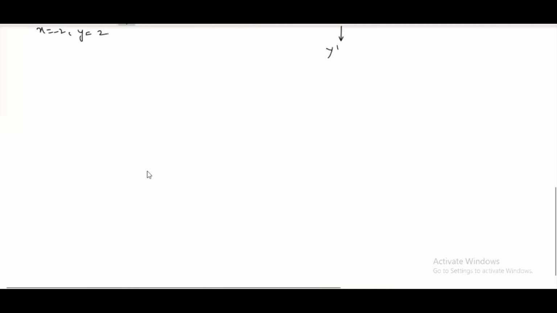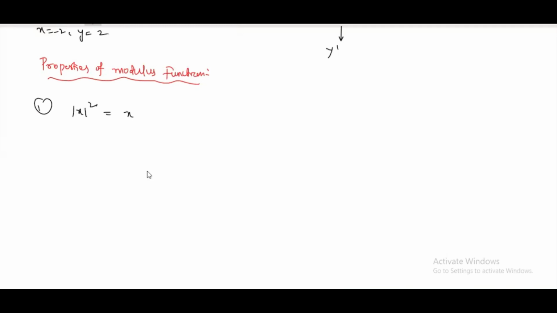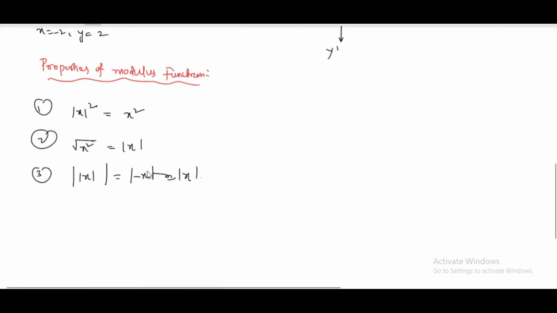Properties of modulus function. The first property is mod x whole square can be written as x square only. Property number 2 is the root over x square, we can write as mod x. Property number 3, mod of mod x is equal to mod of minus x, that is equal to mod x.